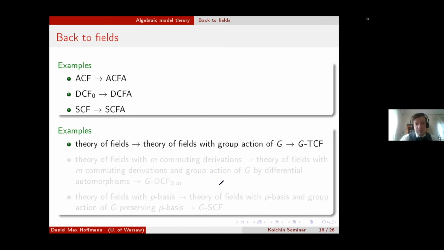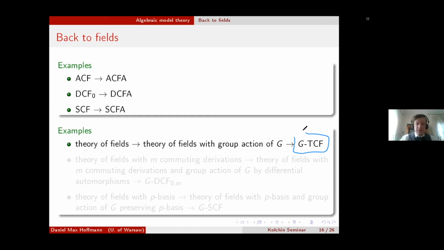More precisely, if you have a theory of fields, then you make this first step, and then you have a theory of fields with group action of G, so this different setup, and you try to describe the existentially closed models, and there are exactly GTCF if it exists. Okay, so provided that this guy exists.